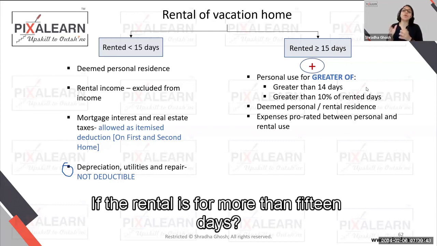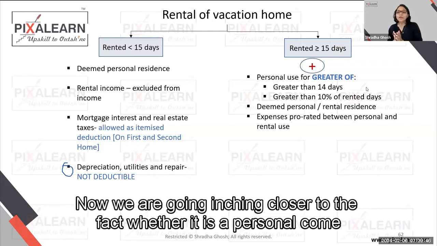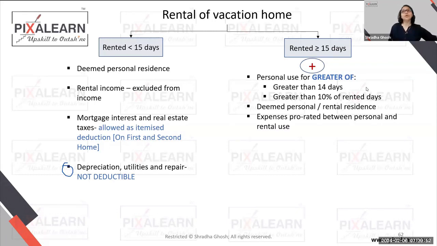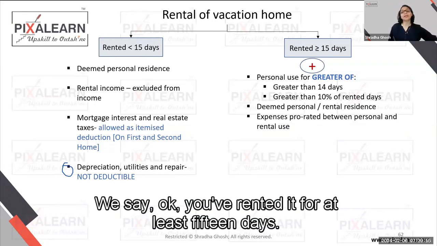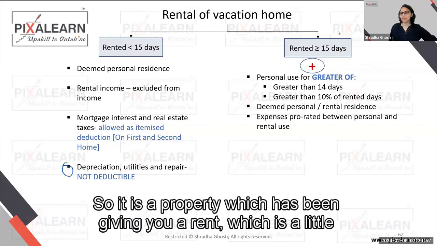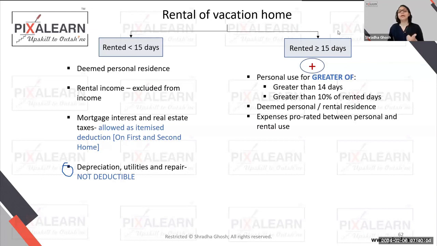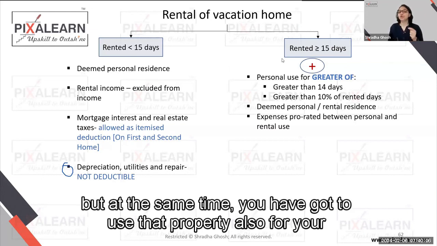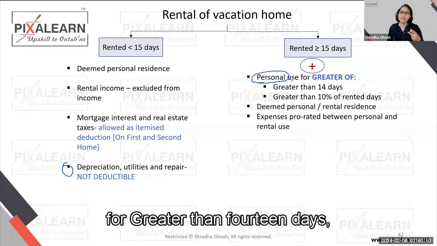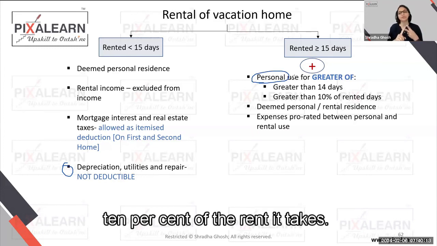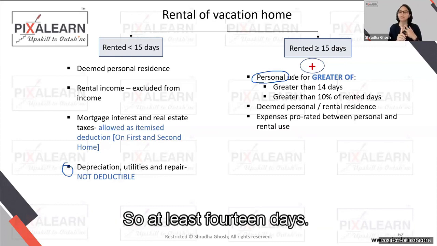If the rental is for more than 15 days, now we are inching closer to the question of whether it is a personal-cum-rental property. How do you do that? We say, okay, you've rented it for at least 15 days. So it is a property which has been giving you rent, which is a little significant because now I'm noticing that property. But at the same time, you've got to use that property also for your personal purposes for greater than 14 days, or 10% of the rent days. So at least 14 days.